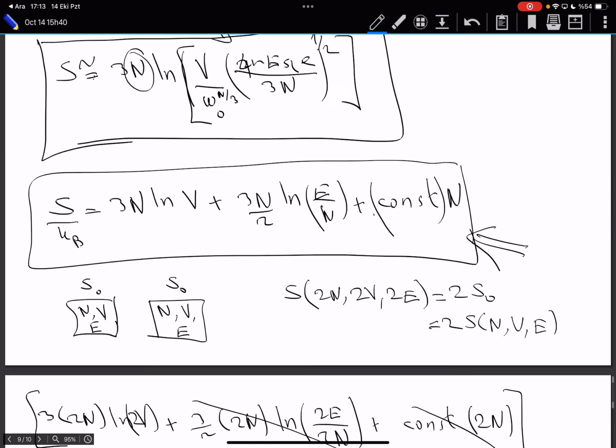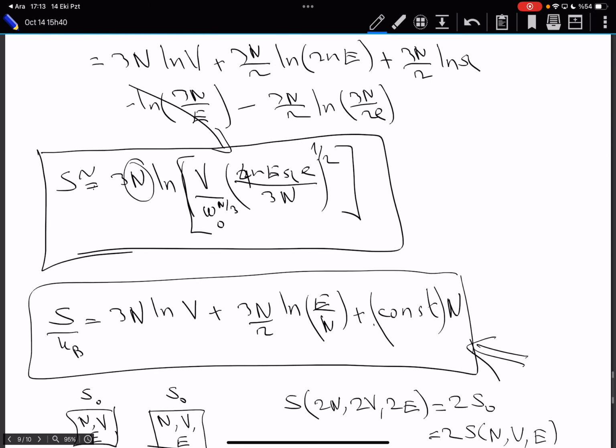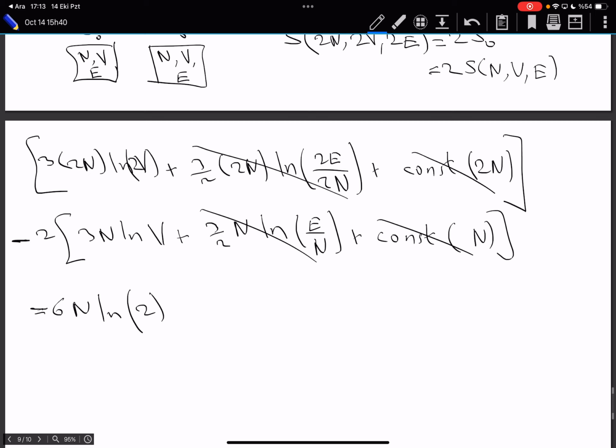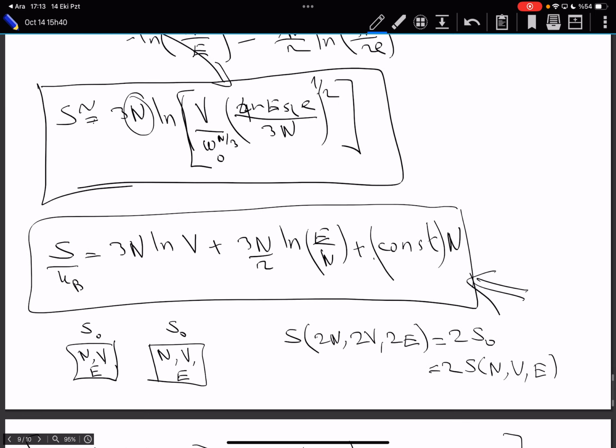So this expression over here, we calculated it using statistical mechanics, but it gives us the equation of state. It gives us how energy depends on the temperature. It makes correct predictions verified by experiment. But when we look at whether this entropy is an extensive quantity or not, it's not. It's not an extensive quantity.